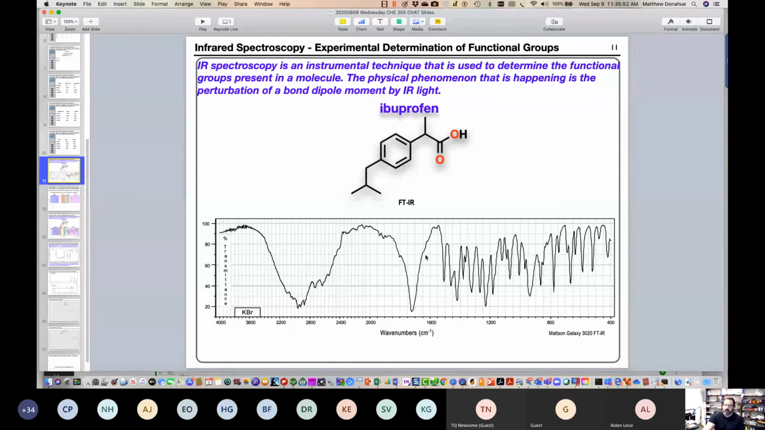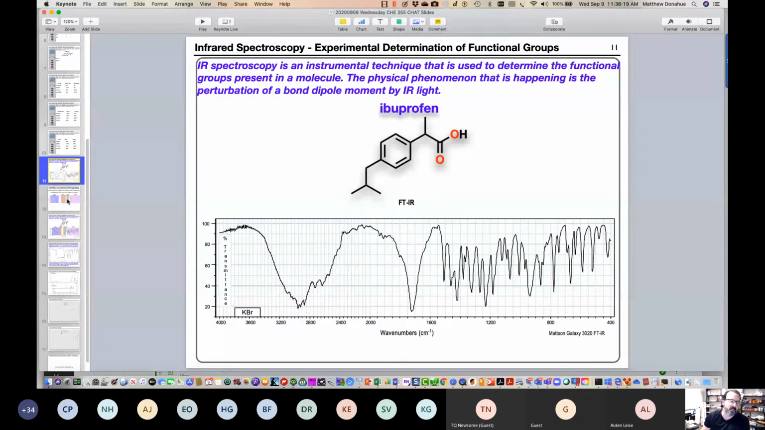Then we get to this region here, we're going back up around 1500. Look at all these peaks here. Man, that's crazy. You'd drive yourself nuts trying to figure out what all those peaks belong to. Fortunately for us, anything from 1500 below to 400, you just ignore it.